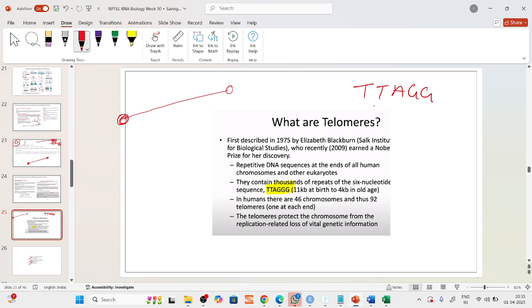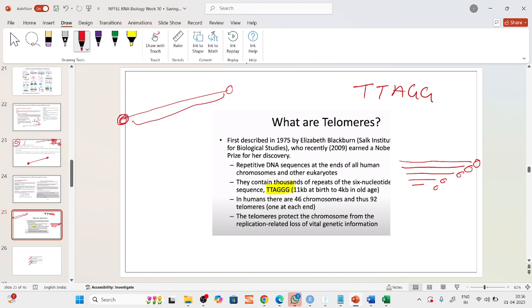And these telomeres actually protect the chromosome from replication related loss of vital genetic information. After each round of replication, if there are no telomeres, what will happen? The main DNA part will start degrading. After one round of cell division it will become this, then this, then this. So this is DNA with no telomeres, and there is a loss of genetic information, isn't it?